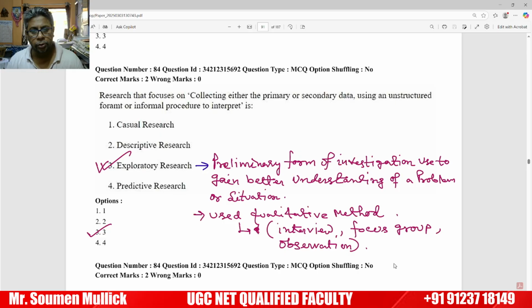The next question is also based on research. The research that focuses on collecting either primary or secondary data using an unstructured format or informal procedure to interpret. There are four options given: causal research, descriptive research, exploratory research, and predictive research. Exploratory means to explore something. It is a preliminary investigation used to gain a better understanding of a problem or situation. It uses qualitative methods, meaning interview, focus group, and observation. That's why the correct option is exploratory research.